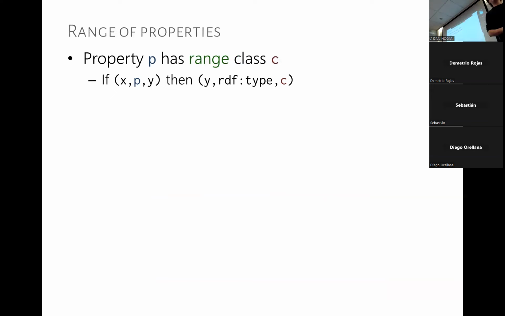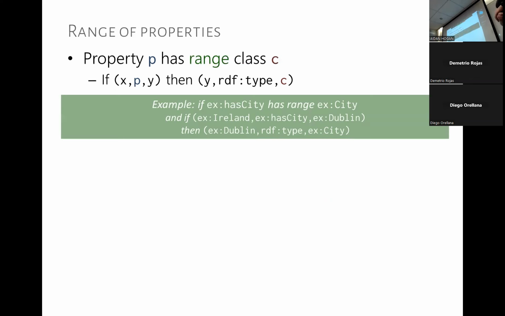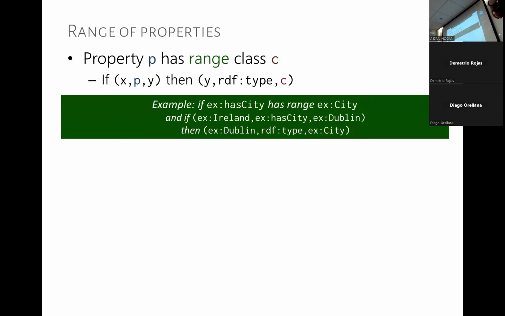So we have our fourth and final key semantic property, that is the range of properties. We say property P has range class C. If this is the case, and if X P Y, then Y is of type C. So somehow the dual of domain. Domain defines the type of the subject of the property. Range defines the type of the object of the property. So for example, if has city has range city, and if Ireland has city Dublin, then we can infer that Dublin must be a city.